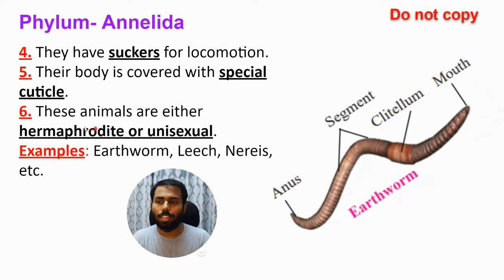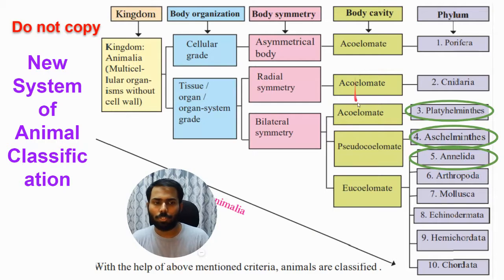These animals are either hermaphrodite or unisexual. Either they can have the male and female reproductive system on the same body, or they can have only one sex. Okay, and examples are earthworms, leeches, etc. So we are also done with the third phylum for the day and fifth phylum given in your textbook. We're going to move ahead and go to the next one, fourth phylum for the day.